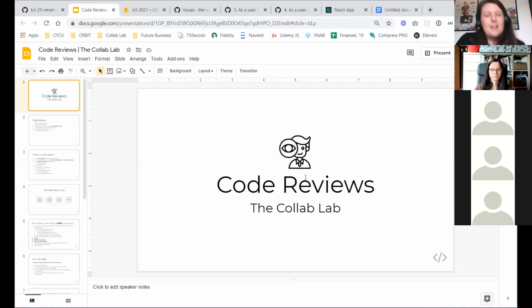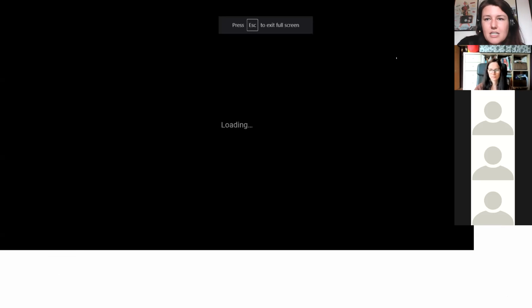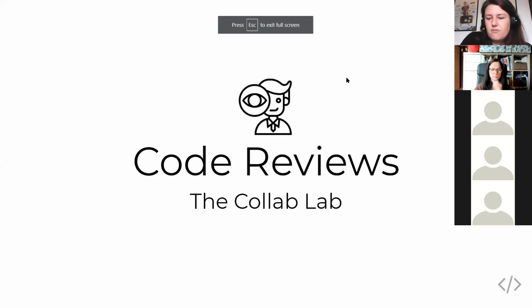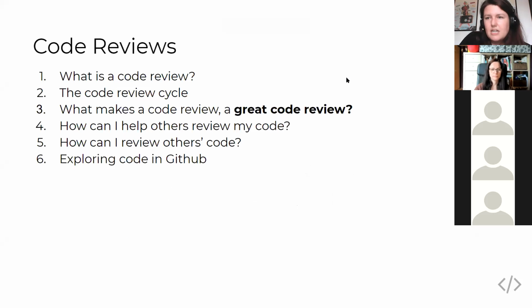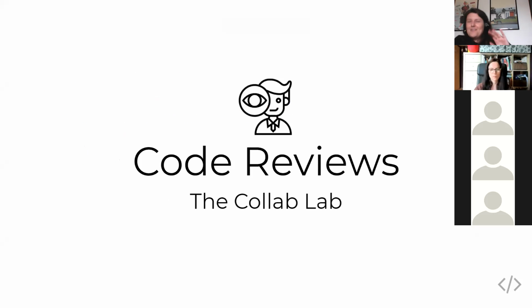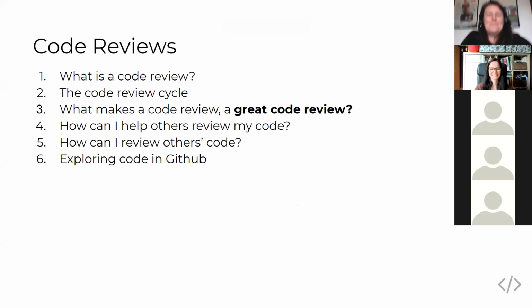So without further ado, I am going to present. If I go next, can you see the next screen? Okay, cool. Here we go. Code reviews, a la Collab Lab. In this learning module, we're going to go through these 6 little sections. What is a code review? The code review cycle overall. How not to just write good code reviews, but actually great code reviews that are really helpful and in-depth. How can I help others who are reading this?